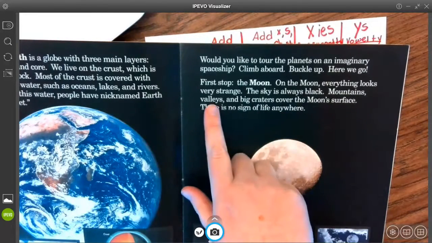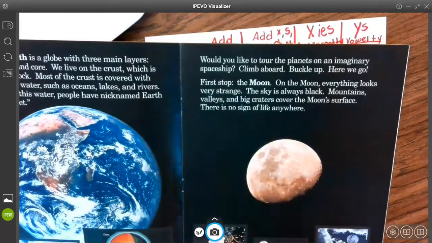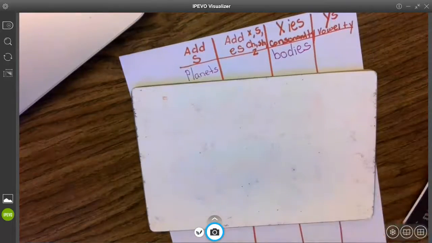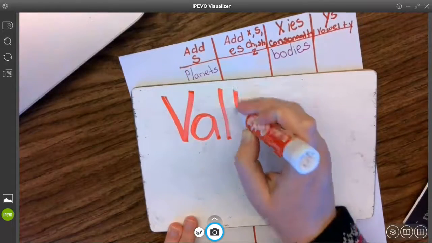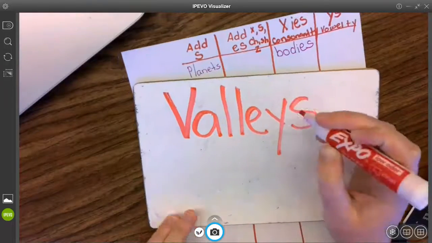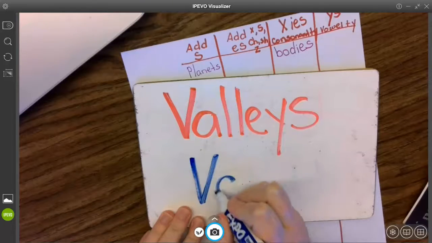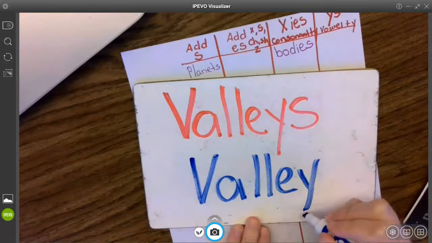All right, let's look at this word valleys here. This word ends in a Y. Why didn't they drop the Y and add IES at the end of this one? Let's look at that word. Valleys. Okay, so that's how they spelled it in the book, to make it plural. Well, what's the word that they built off of? Valley. We have one valley. Okay, valley ends in a Y.